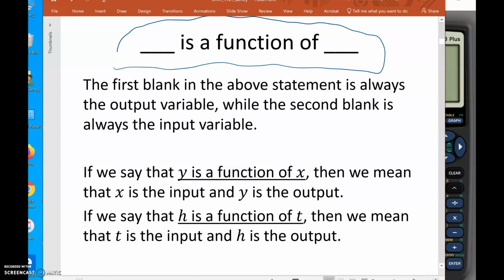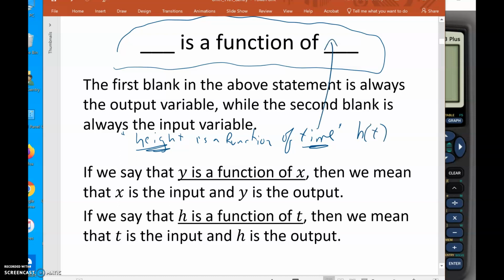So I might say, for example, height is a function of time. Say, for example, if you're jumping up in the air and then you measure your height at any given time, you would say height is a function of time. And so time would be the input and height would be the output. And so I could write that as h of t.